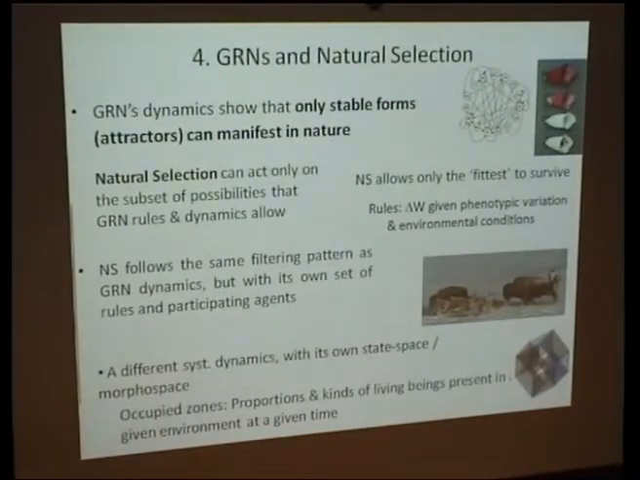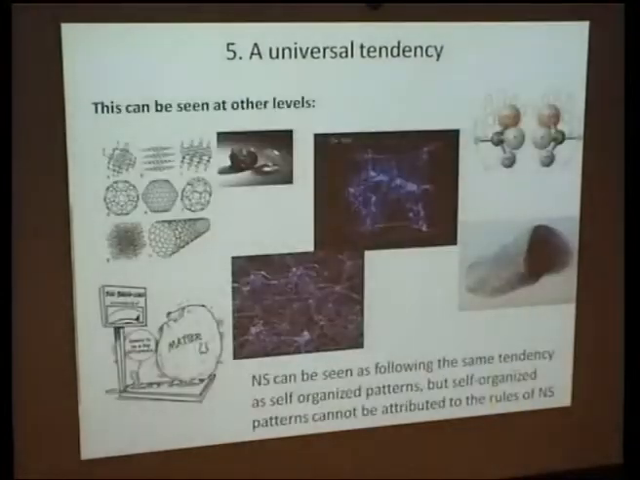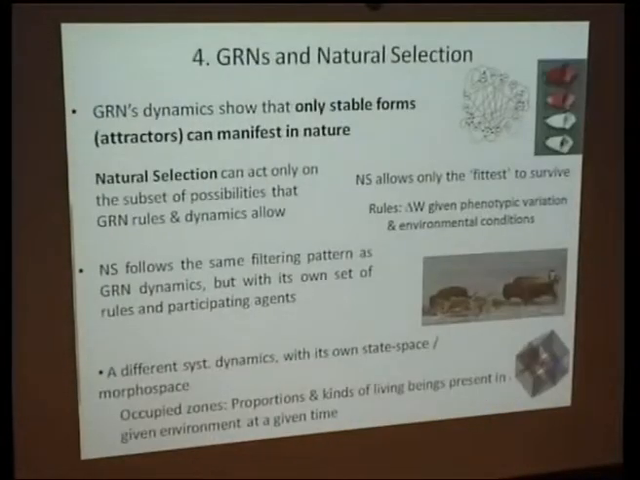And well, natural selection can act only on the subset of possibilities that these gene regulatory network rules and dynamics allow. And on the other side, natural selection allows, as you know, only the survival of the fittest. And the rule is differential fitness given phenotypic variation and environmental conditions. Well, that's how natural selection works. It follows the same filtering pattern as the gene regulatory network dynamics, but it has its own set of rules and participating agents. So it's a different dynamic system, and we can think of it as having its own state space or morphospace.